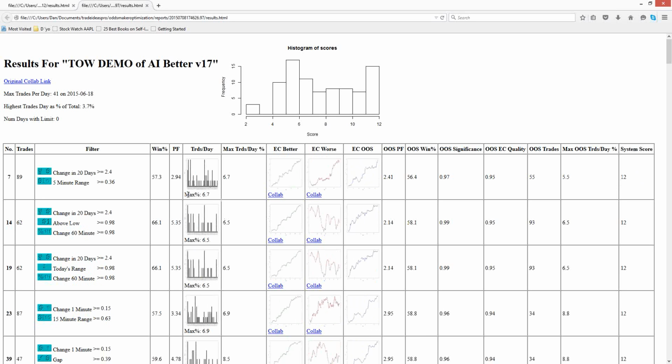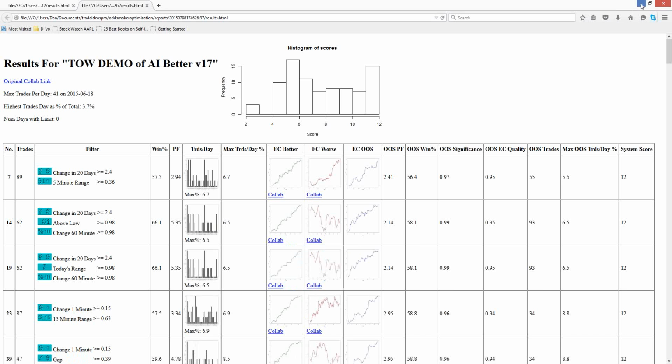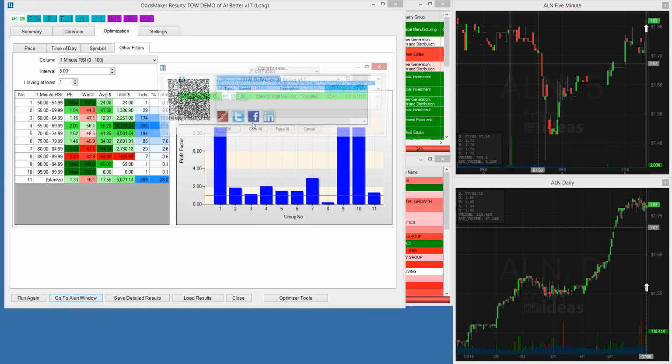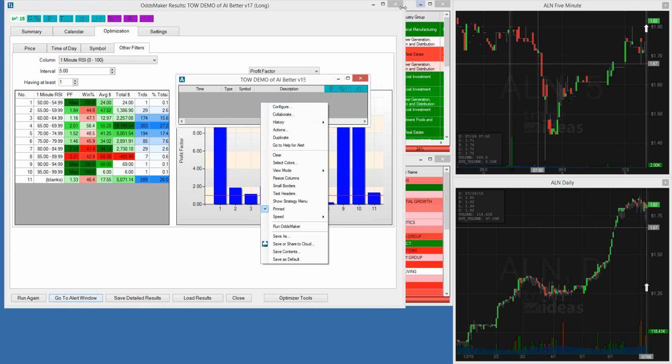Although, here you've got 66% and a 5% profit factor. They're both the same in terms of out of sample and system score. So I'm going to go for the one that I liked better. And then I go to our window, collaborate, paste all, and now we rerun the odds maker.